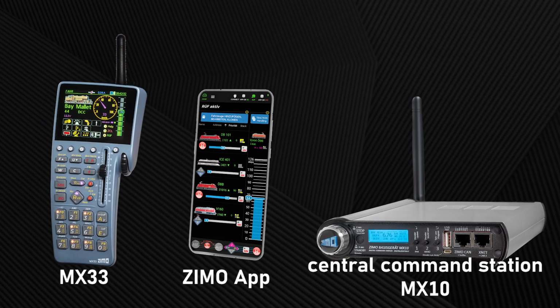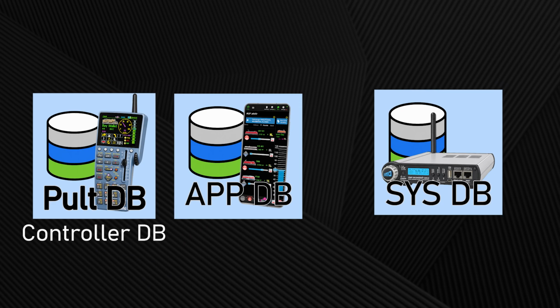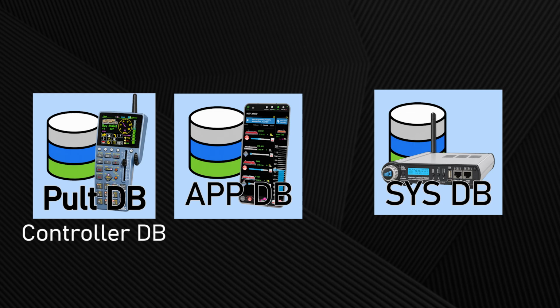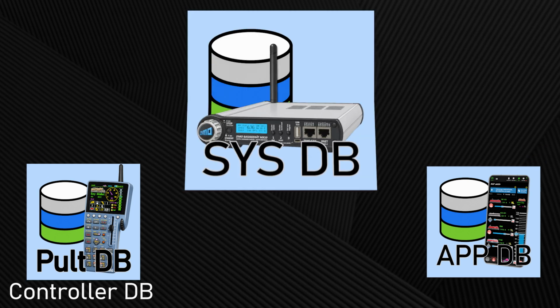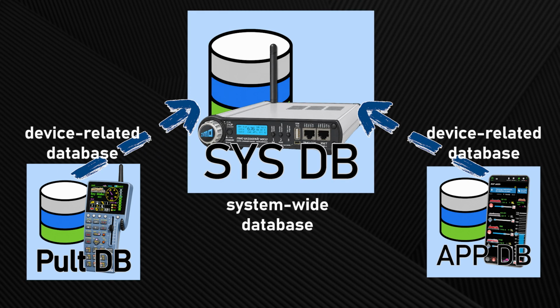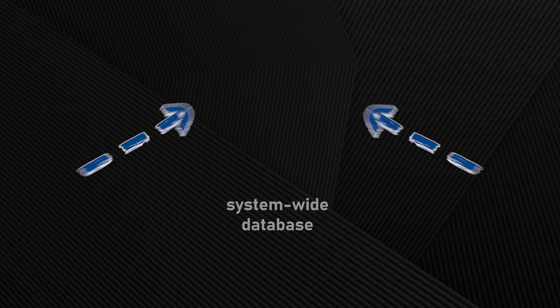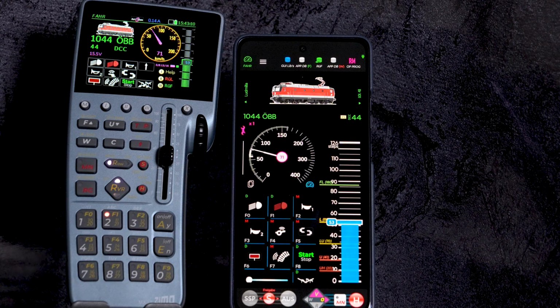Accordingly, there are system-wide databases and device-specific databases. The latter contain only those vehicles and accessories that are to be used on the device in question. The entries in a device-specific database always form a subset of the entries in the system-wide database. Of course, however, a vehicle may, for example, be present in several device-specific databases simultaneously and can be directly activated and controlled from several devices.